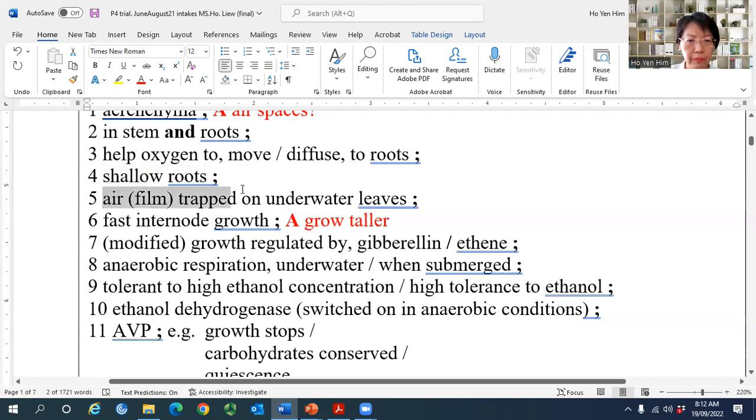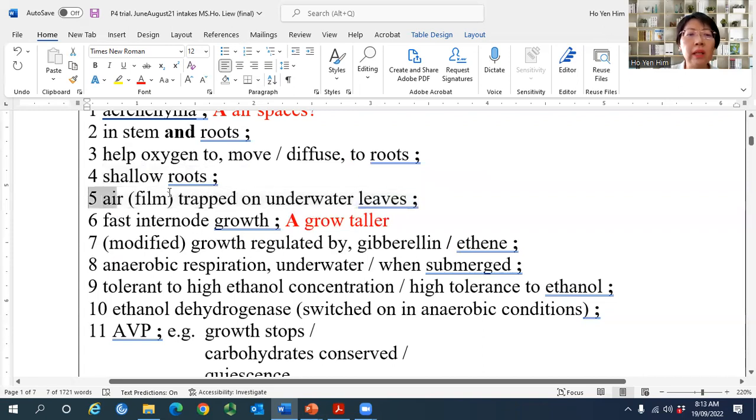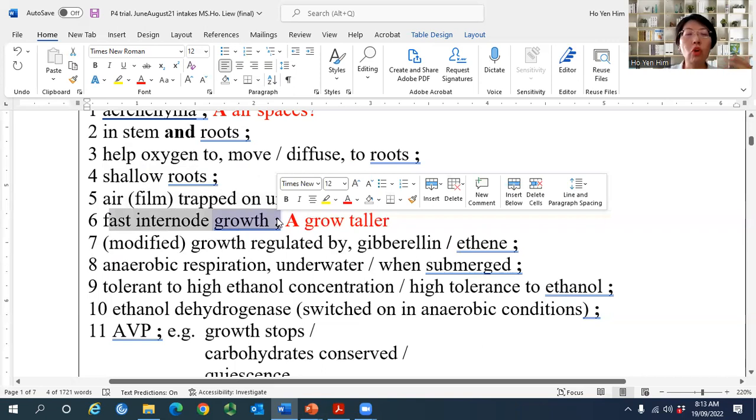Then air film trapped on underwater leaves. This one we didn't learn about, so I will ignore this one. Old syllabus students learn a lot of details. New syllabus, not so much detail. So skip this. Fast internode growth is that the plant will grow taller.